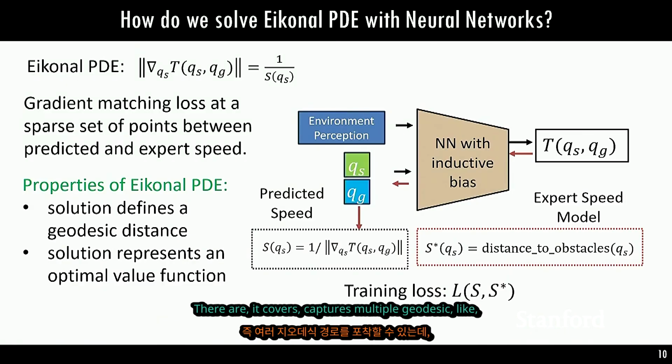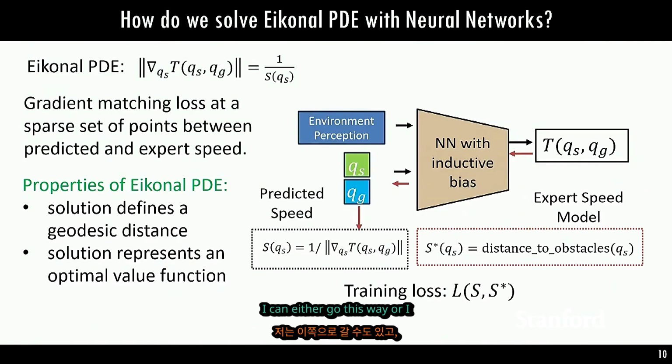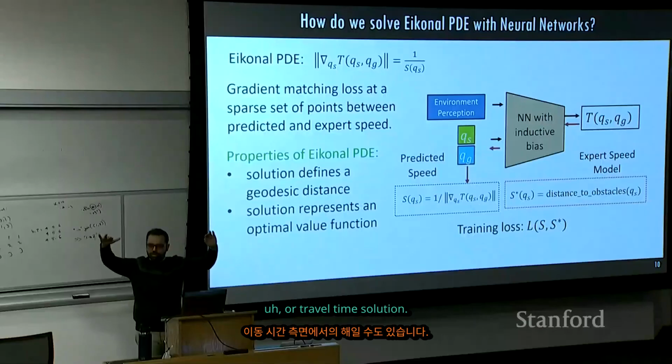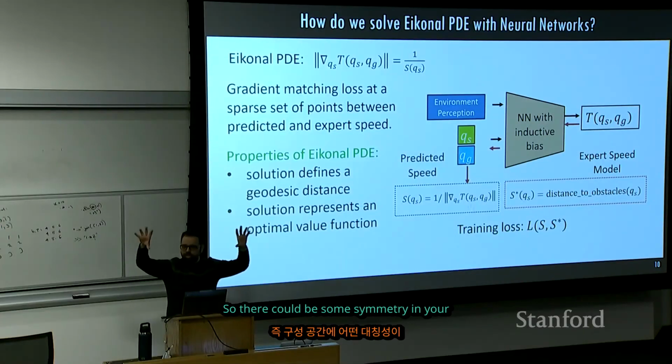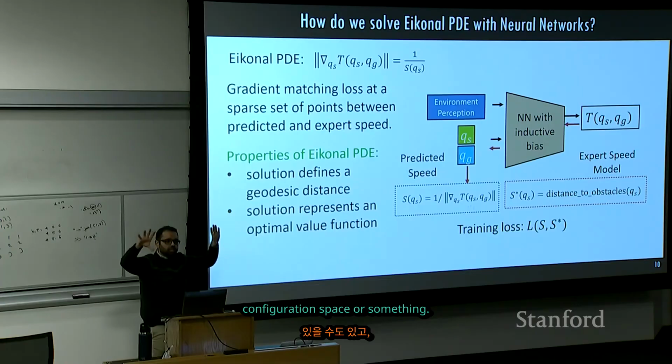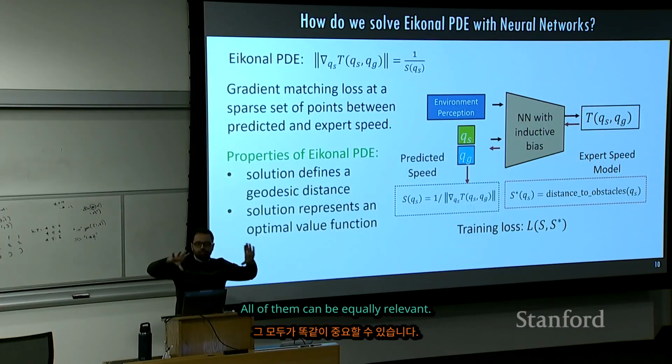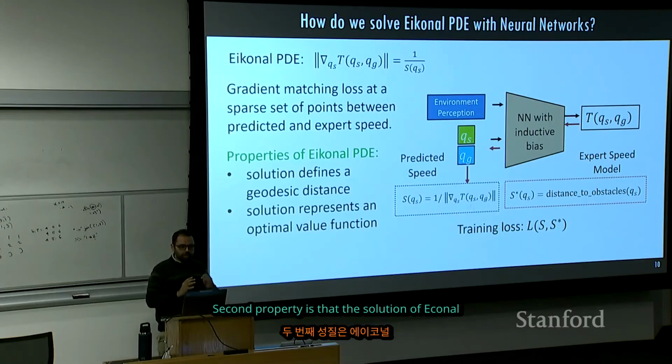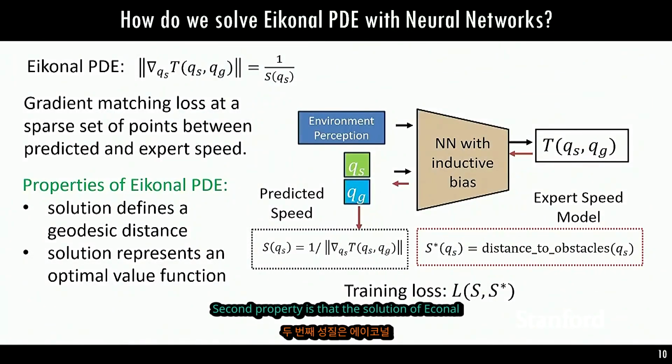It captures multiple geodesics. For example, if you have a start and goal, I can either go this way or I can also go this way. So there are multiple solutions available, and all of these solutions may also be shortest travel time solutions. There could be some symmetry in your configuration space or something. There could be multiple solutions. All of them can be equally relevant. Second property is that the solution of the eikonal PDE is a value function. So it should satisfy the Bellman principle of optimality that I will discuss shortly.